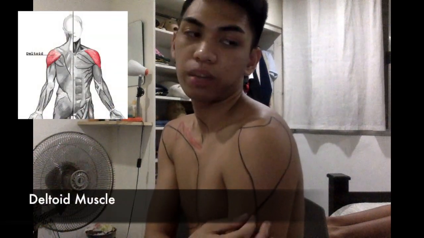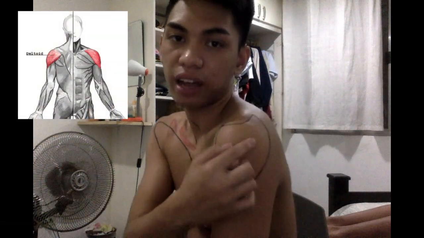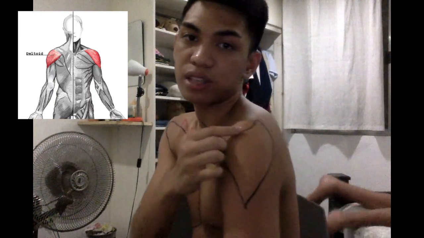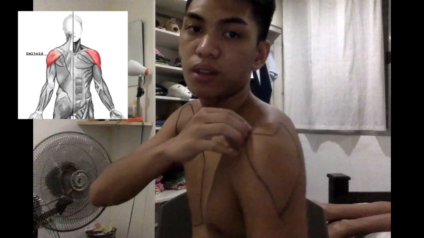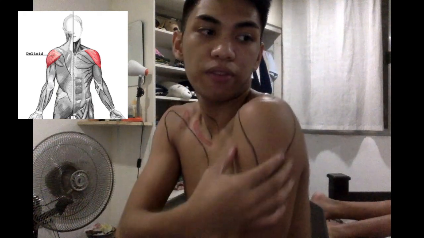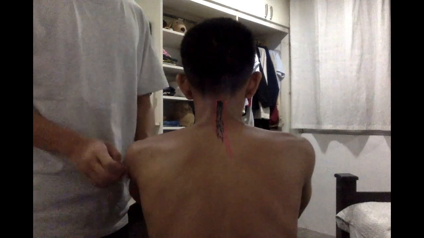So next we have the deltoid muscle, which is around here. Its origin can be found in the lateral third of the clavicle, the acromion, and the spine of the scapula. So it's spread out here. And its insertion can be found in the deltoid tuberosity of the humerus. So we're now going to discuss the muscles found around near the spinal cord.